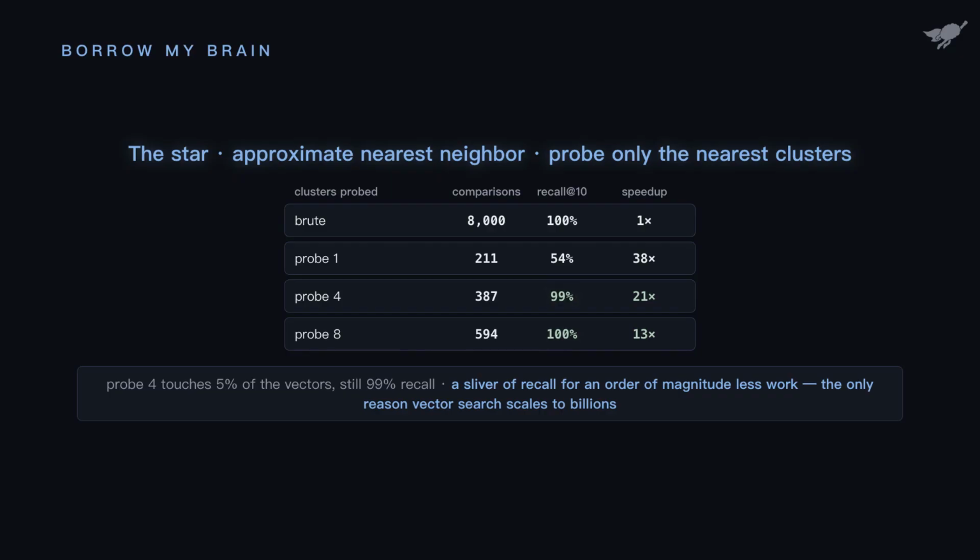Look hard at that trade. Probing 4 clusters, you touch just 5% of the vectors in the store, yet you recover 99% of the true neighbors, 21 times faster. That one bargain. Give up a sliver of recall for an order of magnitude in speed. It's the only reason vector search scales to 1 billion. Exactness was never the point. Close enough, fast is. The other school is HNSW. You build a navigable graph and, from an entry point, greedily hop toward the nearest direction. It's playing the same game.